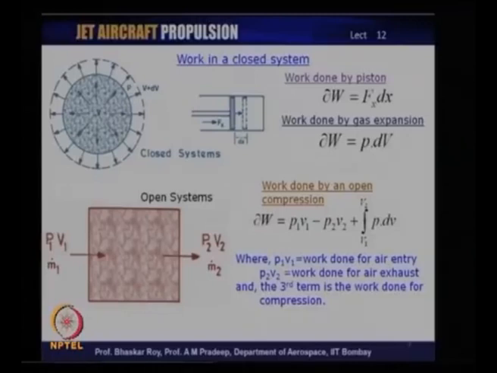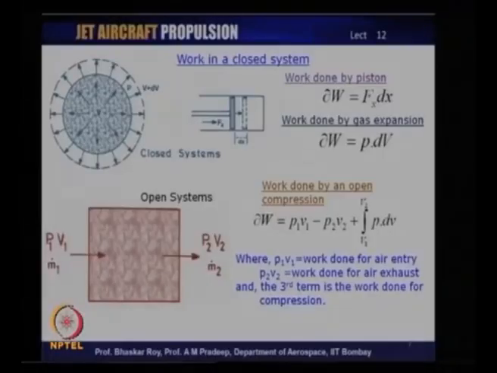The work done by this kind of an open system, in which the fluid is flowing, coming in and going out on a continuous basis, is expressed in terms of P1 V1 minus P2 V2 plus integral of V1 to V2 of P dV. Now, the third term is the work done for the compression process. The first term is the work done for the air entry, and the second term is the work done for the air exiting the system.